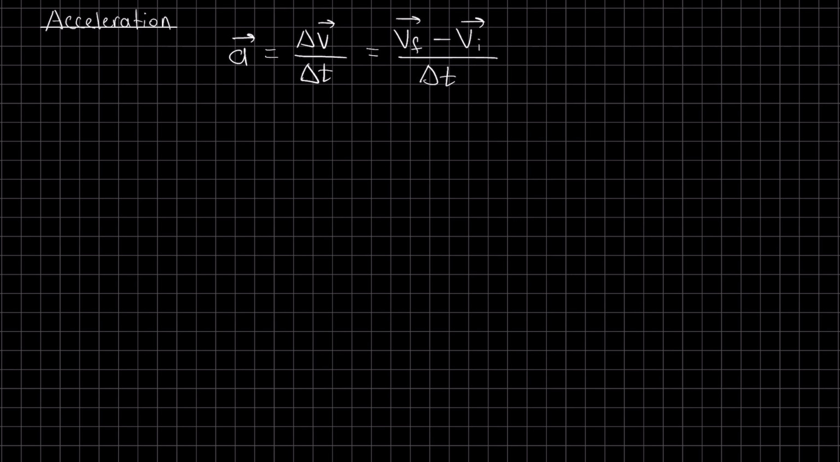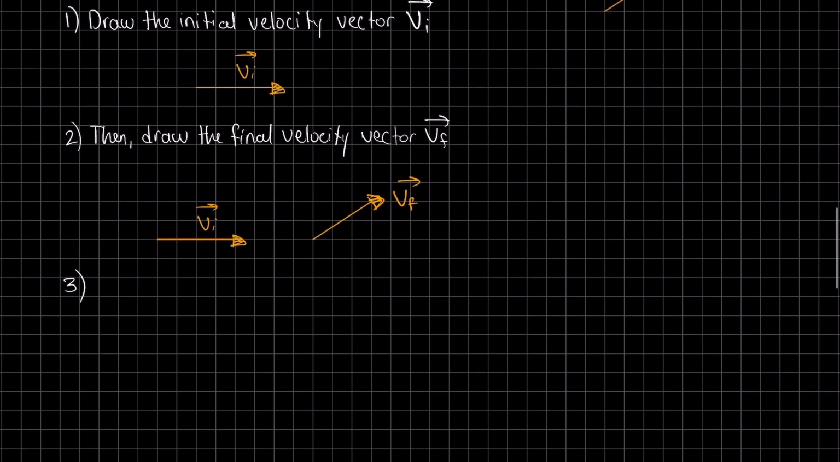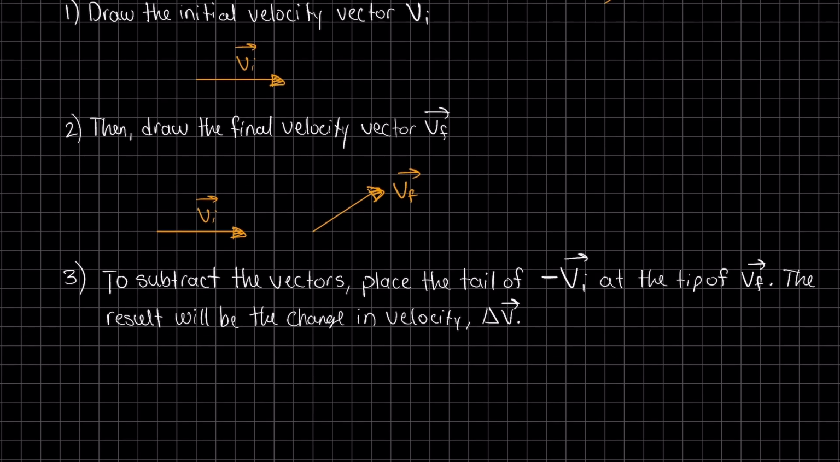First, draw the initial velocity vector vi. Now let's say we have an example where this vector is vi and this vector is vf. Step 2, then draw the final velocity vector vf as shown. Step 3, to subtract the vectors, use the tip-to-tail method. Place the tail of negative vi at the tip of vf, and the result will be your change in velocity, delta v.